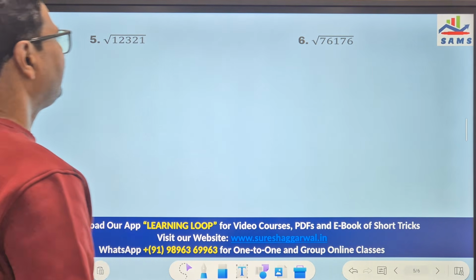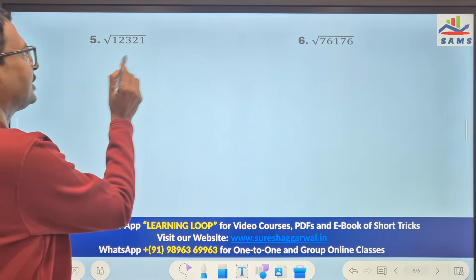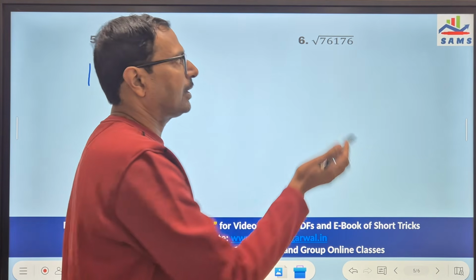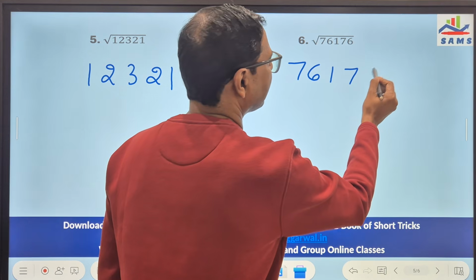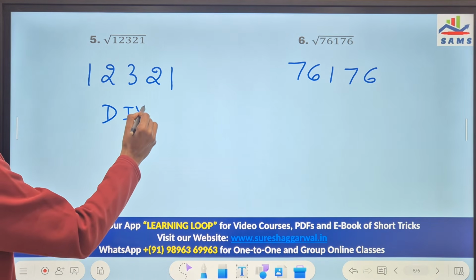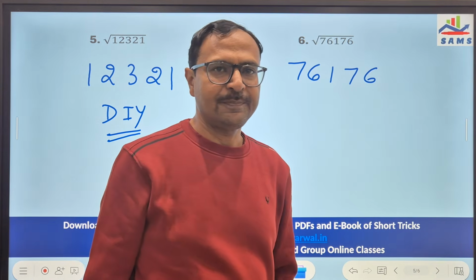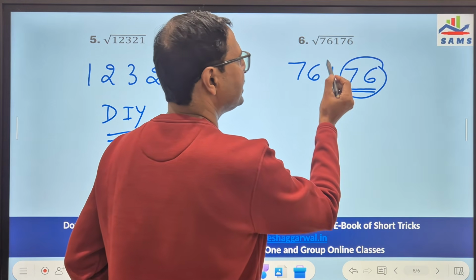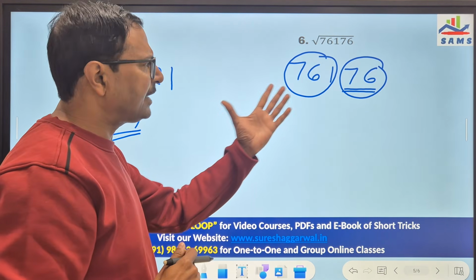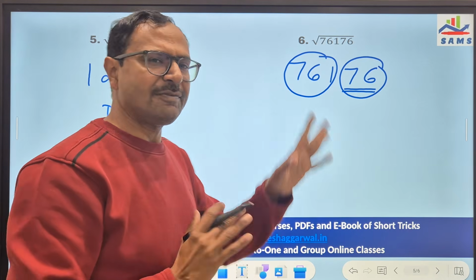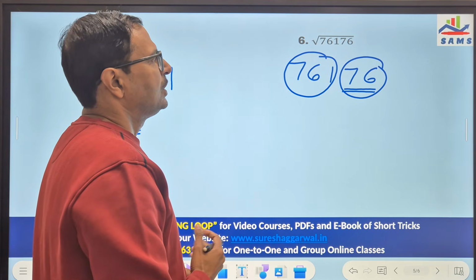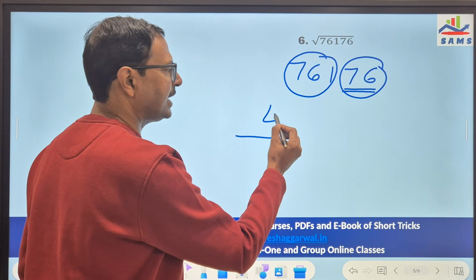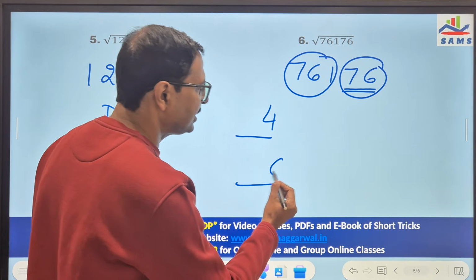In the meanwhile, I will take a 5-digit number. See, 1, 2, 3, 2, 1. So you will do this maybe, or I can do the larger one and you can do the smaller one. So let's leave this as a DIY for you, and I will do this question. Now let's pair the number. 76 forms a pair and the remaining number is 761. Okay, you can pair that also, but it hardly works. 761 is what I wanted. Okay, now 76 ends in 6, so my answer ends in 4 or ends in 6.